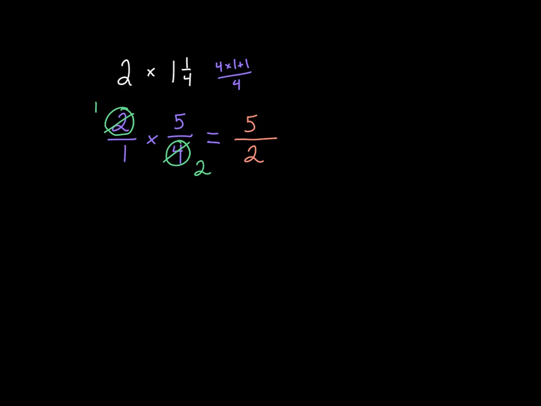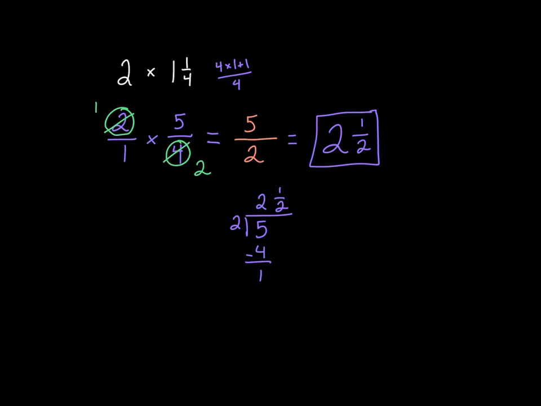Now let's change this back to a mixed number. 2 will go into 5 2 times with 1 left over. Just to show you again, 2 goes into 5 2 times, and we have a remainder of 1. Again, the denominator doesn't actually change. So that would be 2 and 1/2.